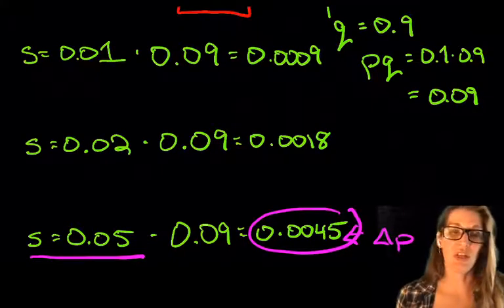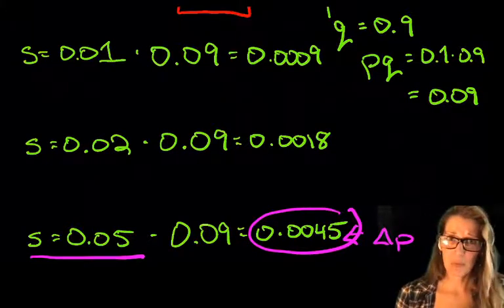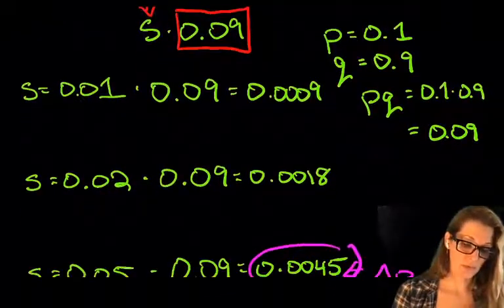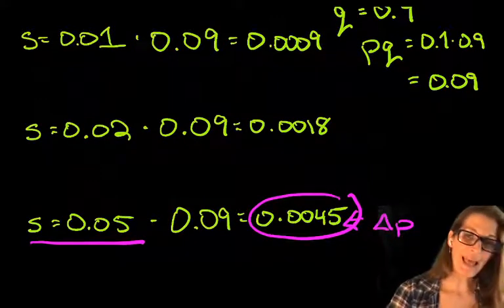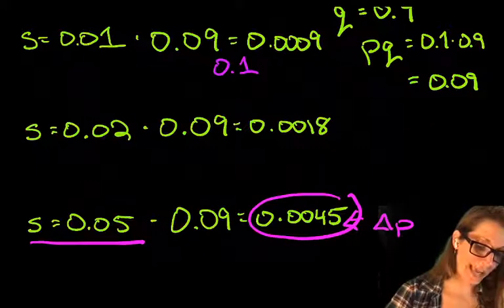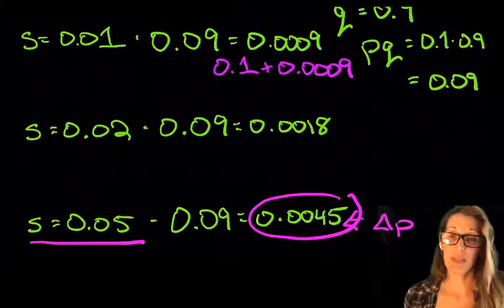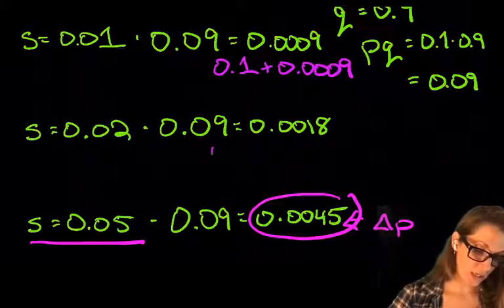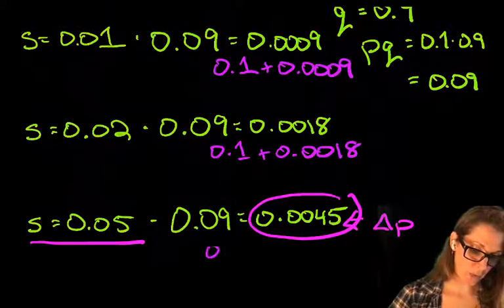So if we have a selection coefficient of 0.01 and we're holding our allele frequencies the same, what we're doing here, our original P allele frequency is 0.1, right? So every generation for an S of 0.01, we're taking that 0.1, which was our original frequency, and we're adding 0.0009 to the frequency. The frequency means how frequently that allele occurs in the population. Okay, you get the point.